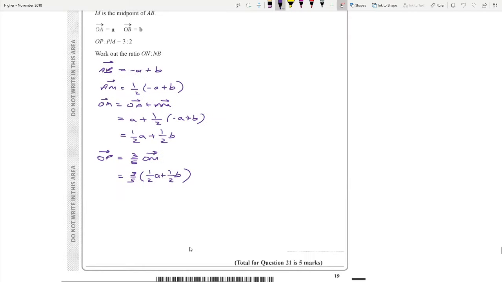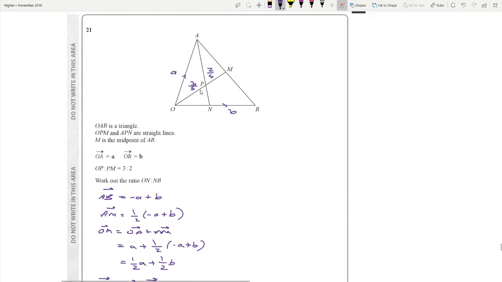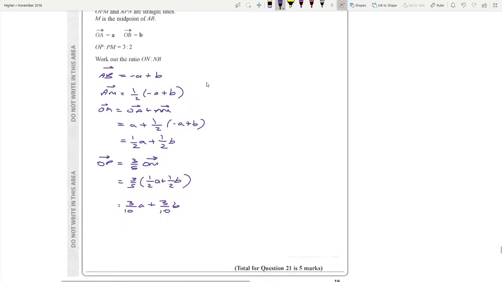Okay, let's work that out. So we're going to multiply it, yeah? So 3/5 of half of A is going to be 3/10 of A. Add 3/10 of B. Okay, that's done. So now that we know what OP is, can we work out AP now? If we know what OP is, we can get AP by going AO and then OP. So let's work out AP.